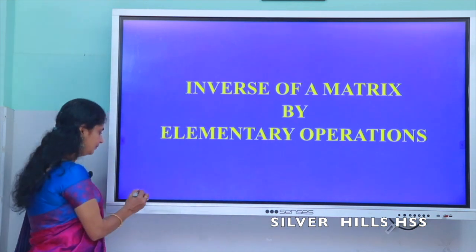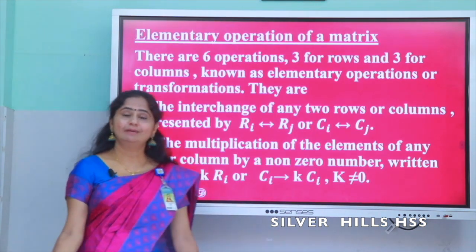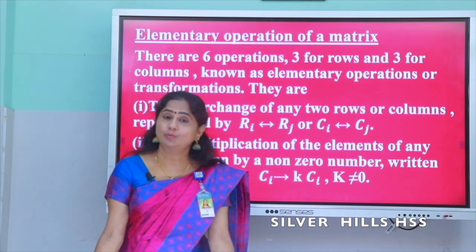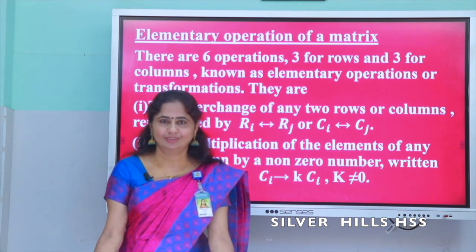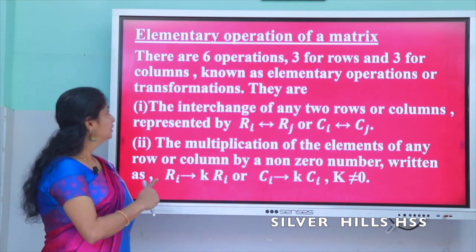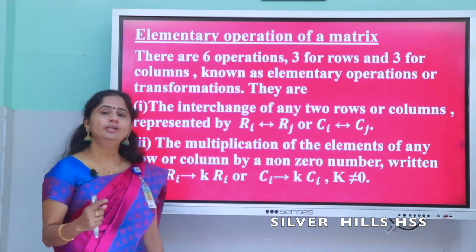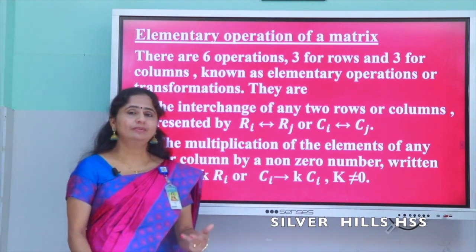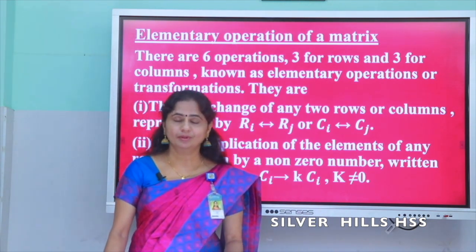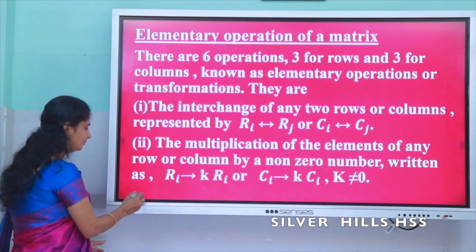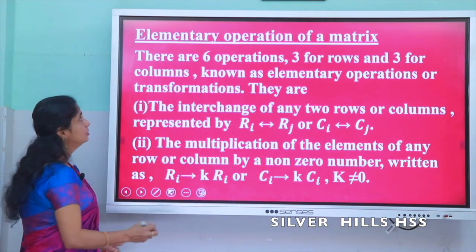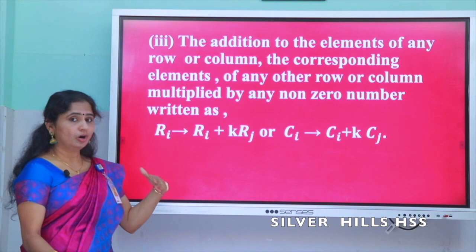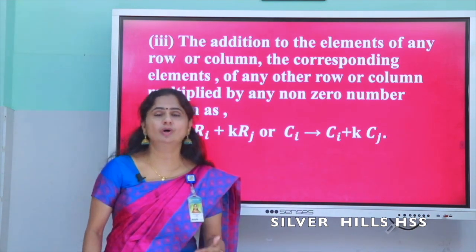Let's recall the 6 elementary operations and the definition of the invertible matrices that we discussed in the last session. The operations are: the interchange of any 2 rows or columns. Second operation, the multiplication of the elements of any row or column by a non-zero number. Third operation, to a row or column we can add another row or column multiplied by a non-zero number.